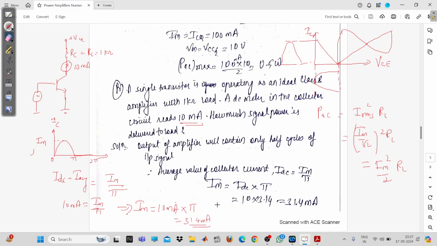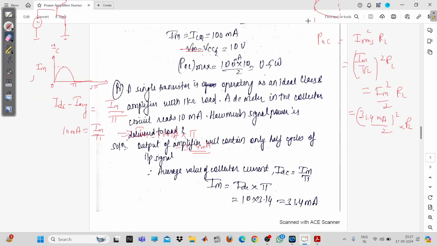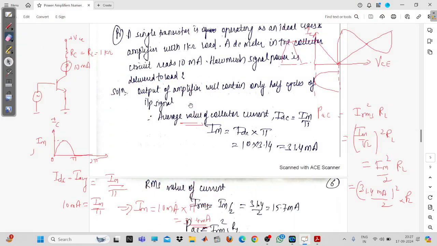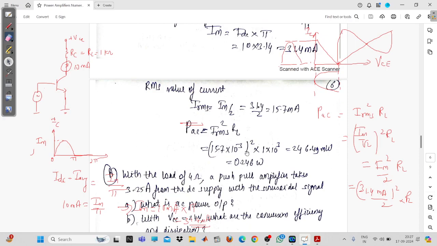So now if you put this value here in this equation, you will be able to obtain the signal power which has been delivered to the load. This is milliampere whole square upon 2 into RL. So I think you are going to get the value. You can see here, simple, this value will be given.